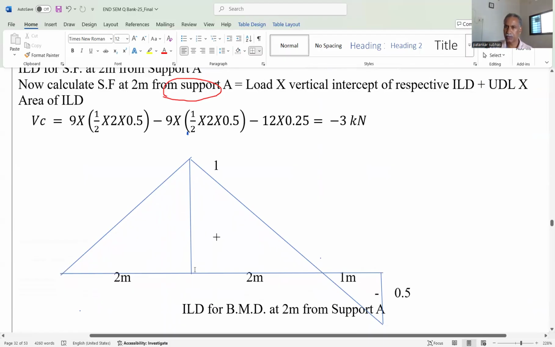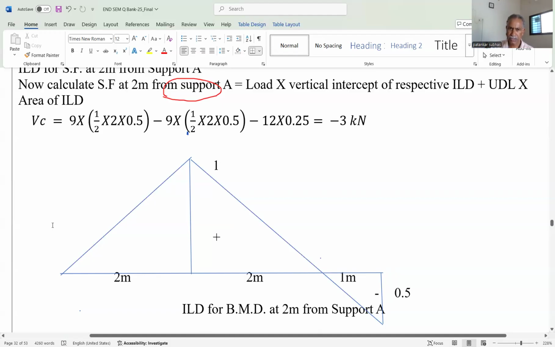So 2 into 2, 4 divided by 4, and that's why the total height is 1. This is 1. Okay, so this is 2 meter, 2 meter. We can draw the ILD for the bending moment. This portion is overhang. That's why this slope is extended below the reference line up to 1 meter. And as this is 1 meter over 2 meter, by similarity of triangle, this is 1 meter. That's why this will be 0.5 meter. This is the ILD for the bending moment.